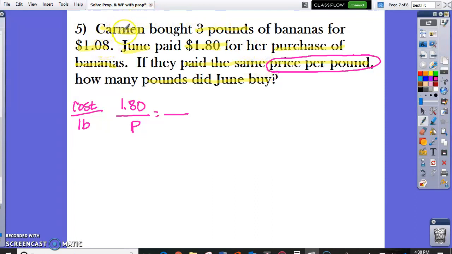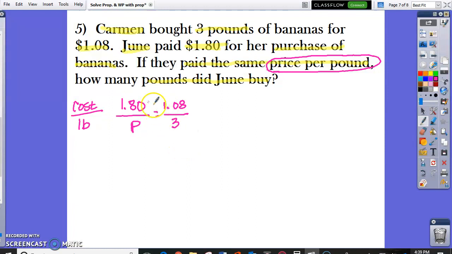So we do know that Carmen's ratio should equal the ratio for June. So we're going to do 3 pounds. Pounds go in the denominator, and the cost was $1.08. So Carmen's cost for 3 pounds, June's cost for, I don't know how many pounds yet. Don't let all the decimals freak you out. There's nothing wrong with that.